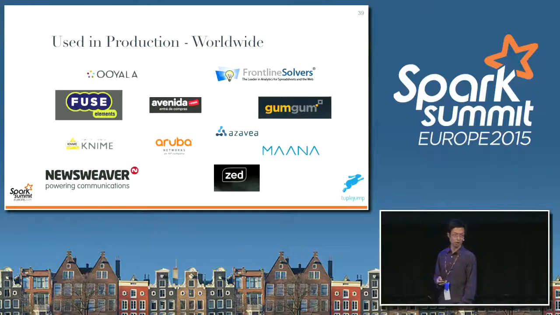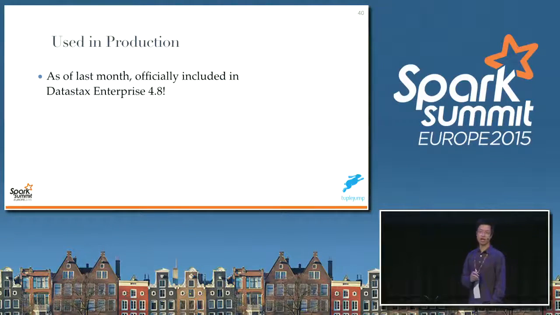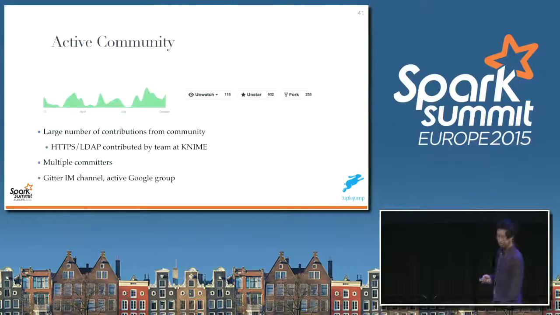It is used in production by different companies worldwide. And as of last month, it's also integrated into DataStax Enterprise in the latest version, 4.8. It's also a very active project. Most of the code that's been contributed in the last few releases comes from outside parties. For example, there's a team in Europe, the GNIME team, that has contributed pretty big features. There are committers on multiple continents, so we're a pretty active group.